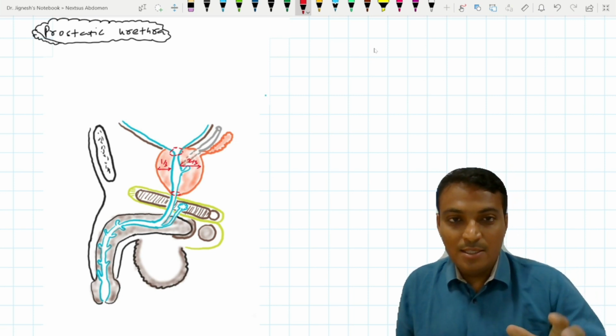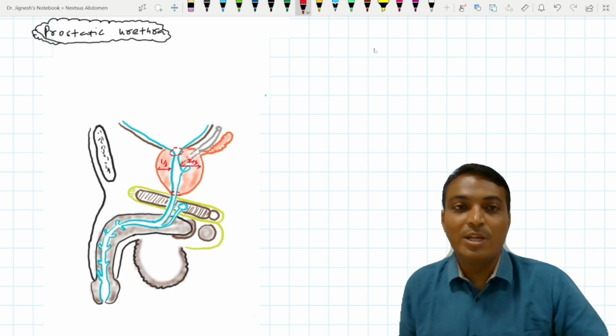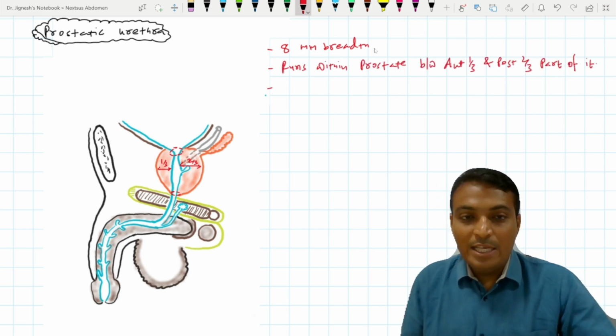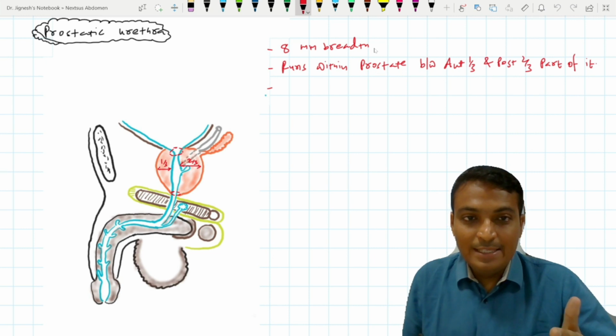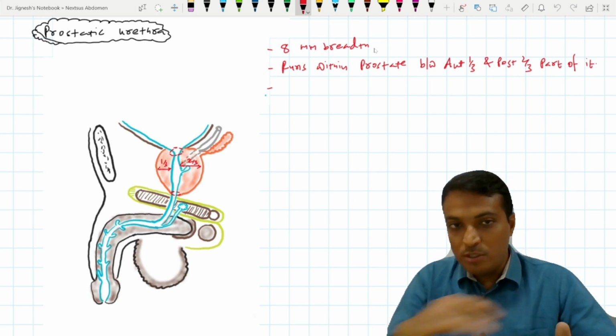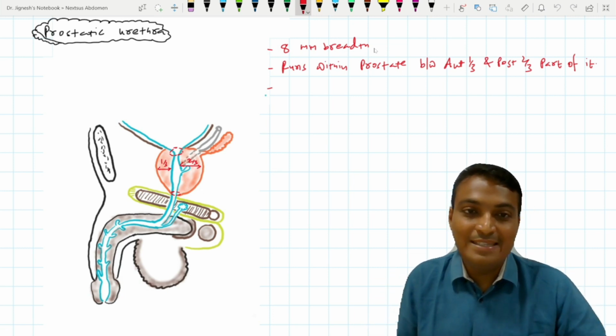As we already discussed, the prostatic urethra has the maximum breadth among the whole male urethra, around 8 mm. In a sagittal section, we can see that the prostatic urethra is fusiform in shape, and in cross section, as we have already discussed, it is crescentic in shape with the convexity on the anterior side.